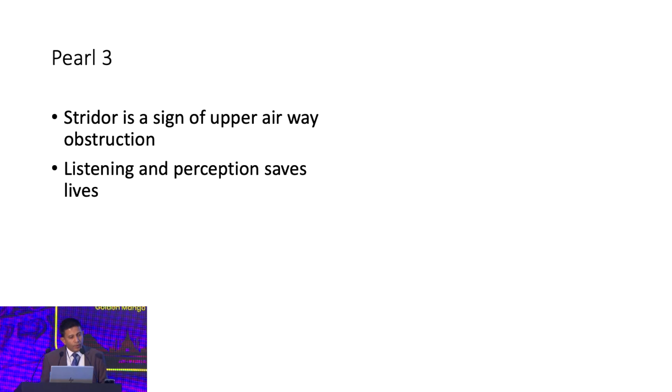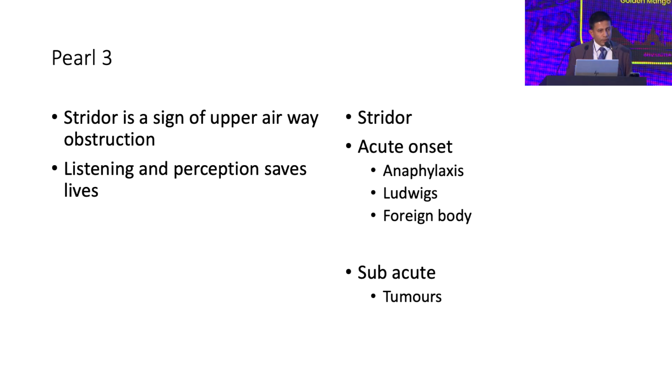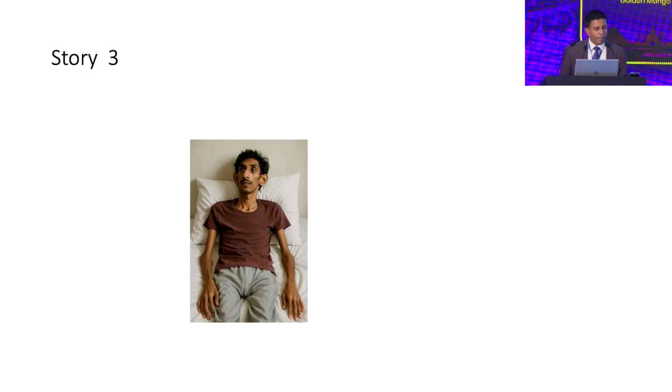The pearl is, stridor is a sign of upper airway obstruction. Listening and perception save lives. You need to listen carefully. Use your eyes, use your touch, ears, everything when you encounter the patient so that you can extract the clues and signs. Stridor can be acute or subacute. Another soft pearl is consider your patients as fellow human beings so that you can extract most of those signs.